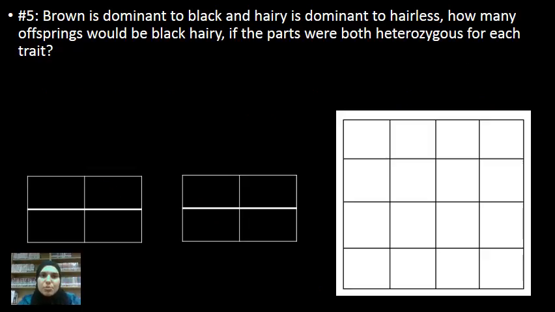Alright, for this one, it says brown is dominant to black, hairy is dominant to hairless. How many of the offspring would be black and hairy if the parents are both heterozygous for each trait?